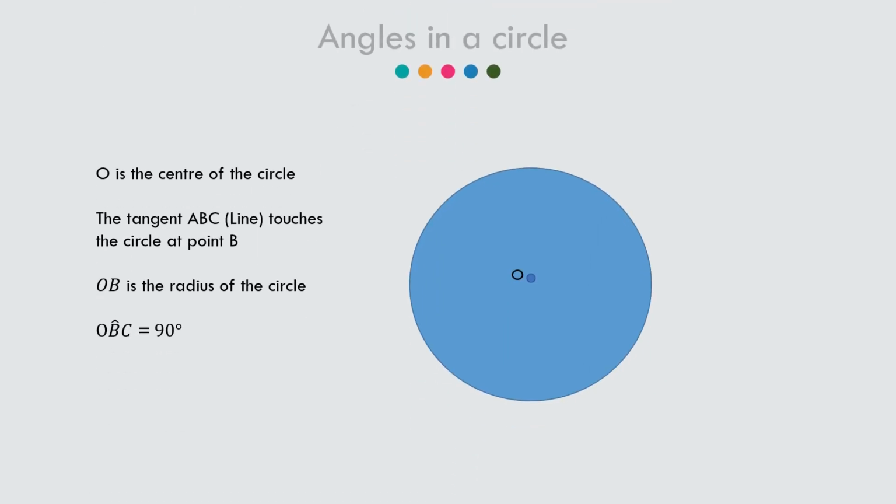Another interesting property of circles is if we draw a line from the center of a circle and then draw a straight line where the line meets the circumference, where the two lines meet, you will always see a 90-degree angle. So in this example, angle OBC is 90 degrees.